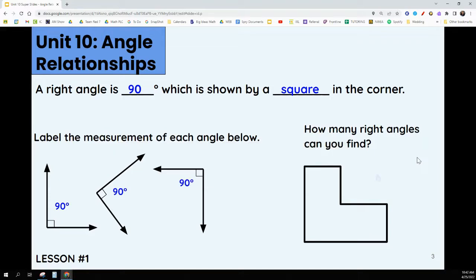All right. The answer is there are 6 right angles. So if you got 6, that is correct. There's a hidden one right here. All right, moving on.